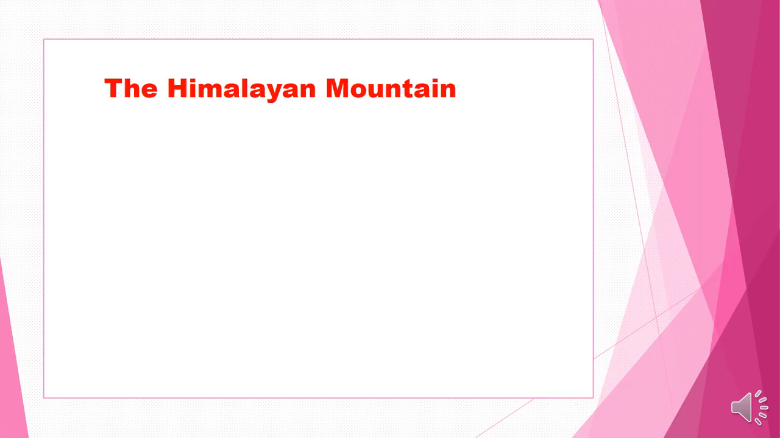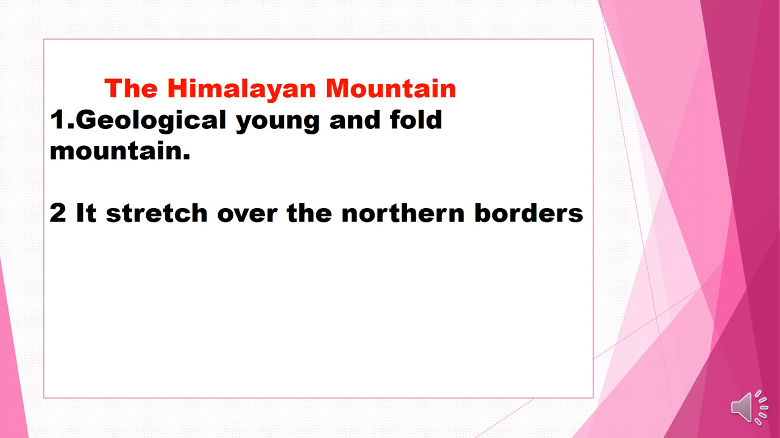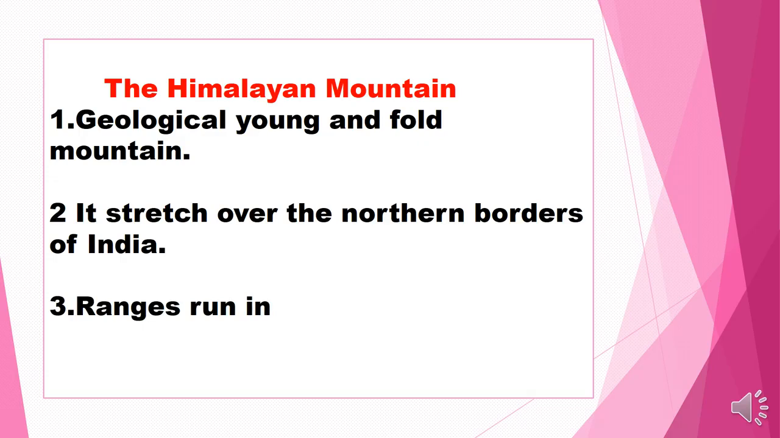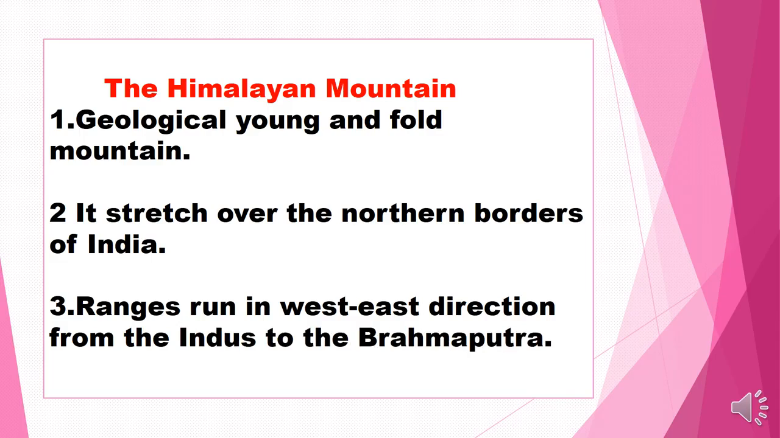The first feature is the Himalaya mountain. You know the Himalaya mountain is a geologically young fold mountain, because the Himalaya mountain and the northern plain area are the most recent landform areas, and the Himalaya mountain was formed by a convergent boundary. Convergent boundary means when two plates come together and form a mountain. So we can say that the Himalaya mountain is a geologically young fold mountain.